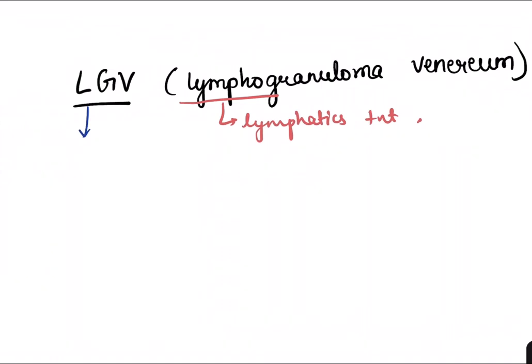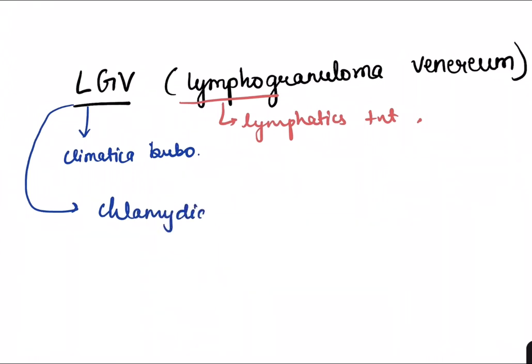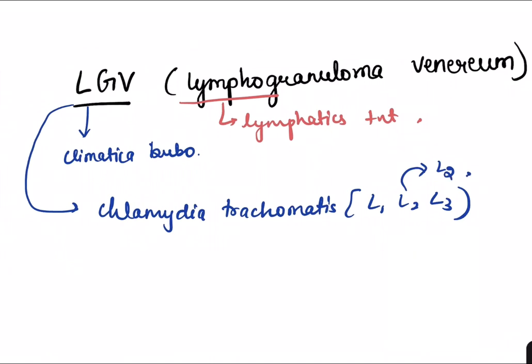So please remember, it is known as climatic bubo or lymphogranuloma inguinale. What is the etiology? LGV is caused by Chlamydia trachomatis. Please remember, Chlamydia trachomatis, in which L1, L2 or L3 form, and the most common is the L2 form. L2 form is most common.